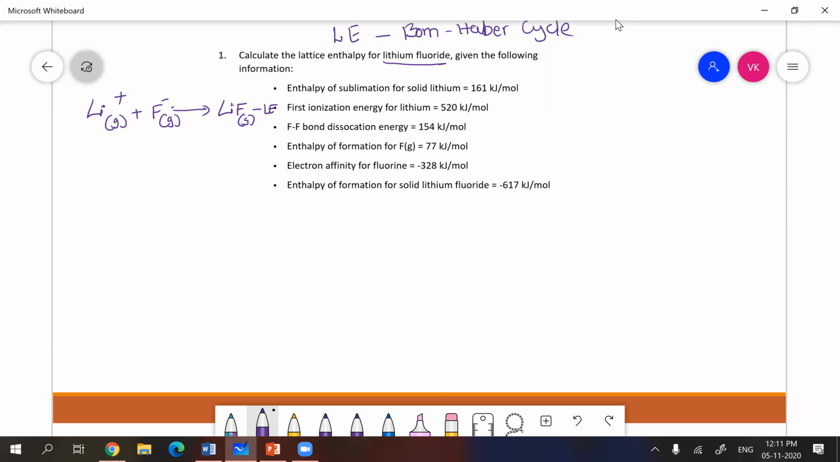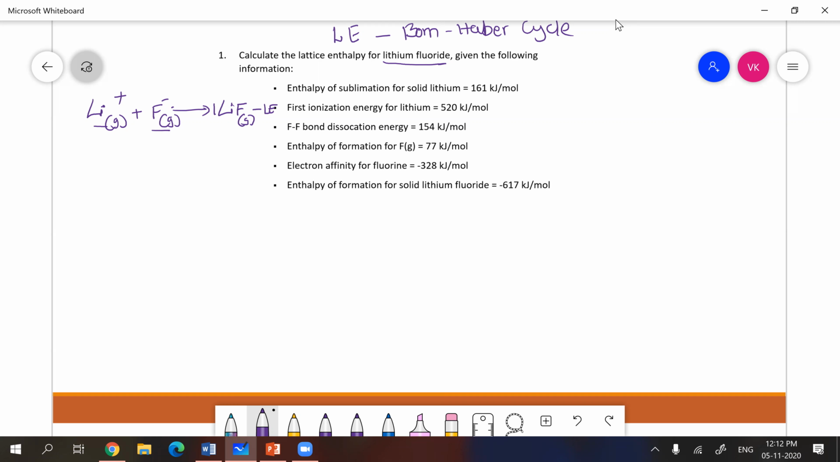Okay, the definition is the energy released during the formation of 1 mole of solid crystal lattice from their corresponding gaseous cations and gaseous anions. You can give another definition as well: the amount of energy required to break 1 mole of solid crystalline lattice into their corresponding gaseous cations and gaseous anions. In both ways it's correct.